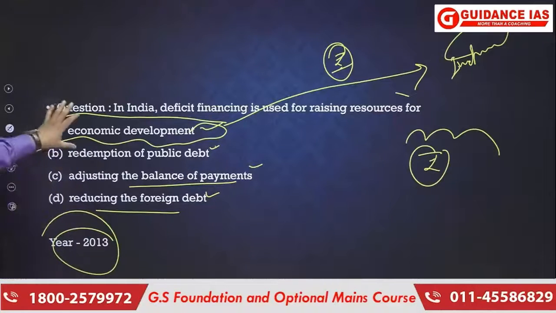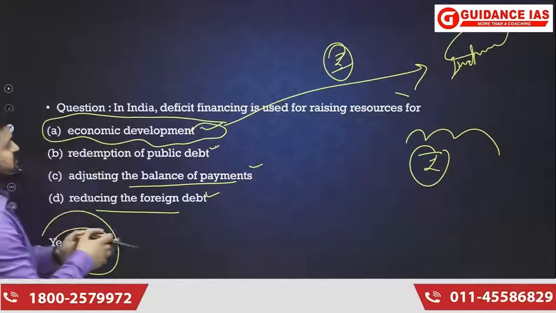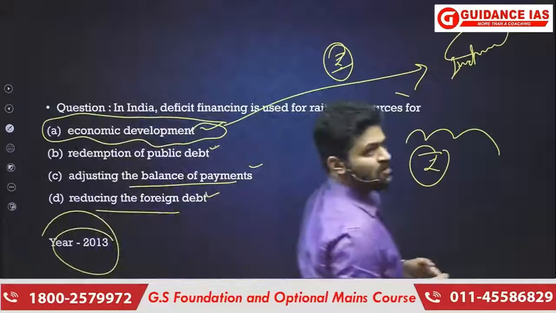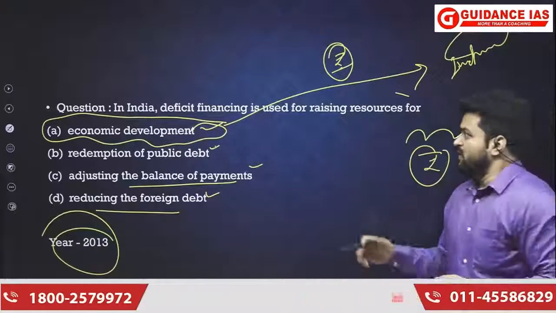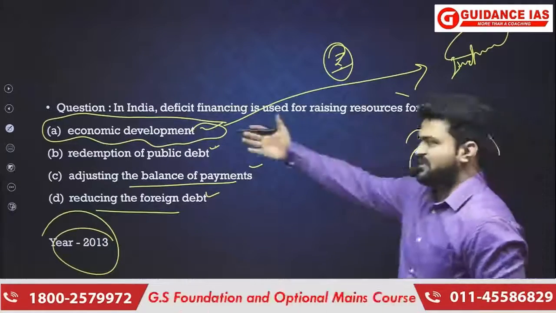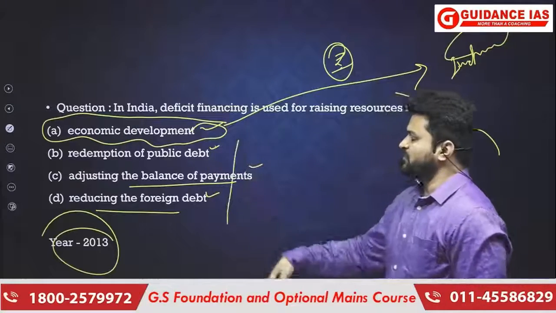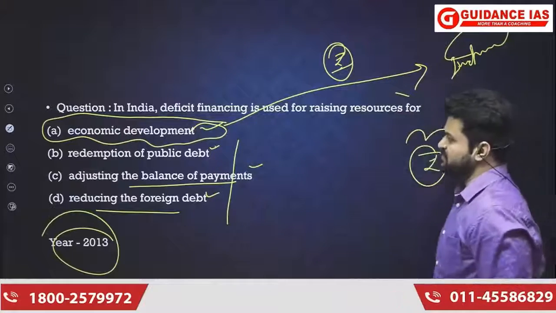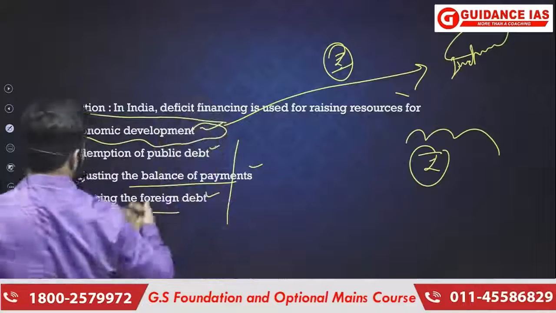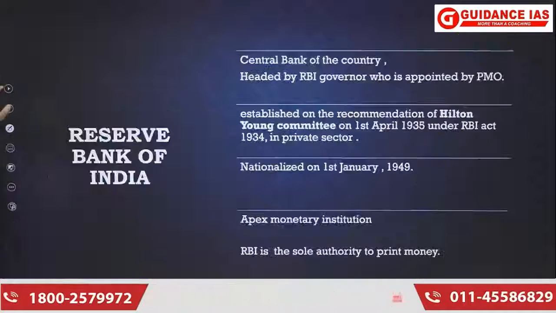So you understood this question? Very easy question: in India, deficit financing is used for raising resources for economic development. It was not any of the other alternatives that were given. A direct conceptual question.